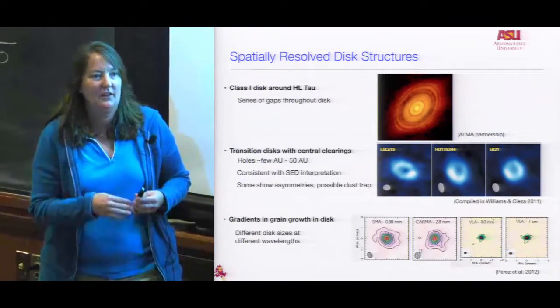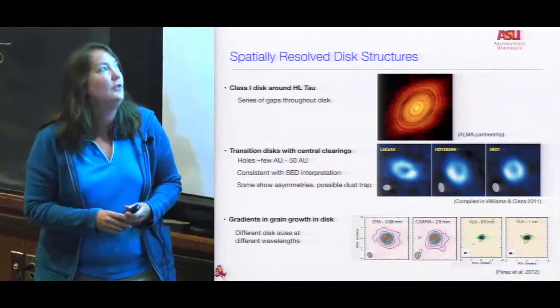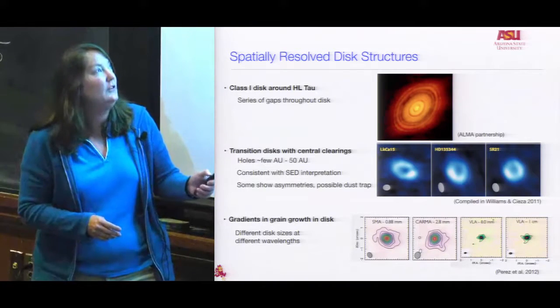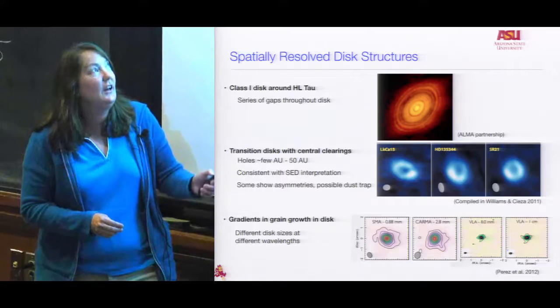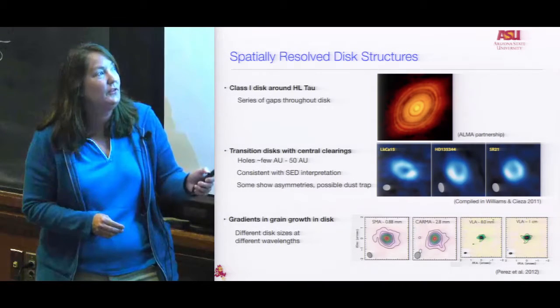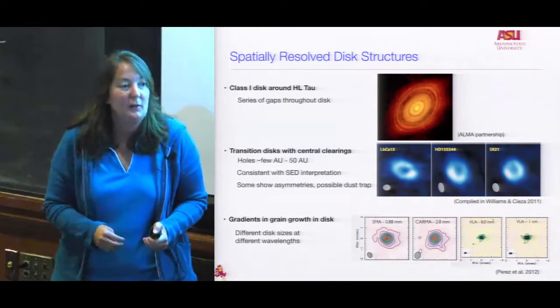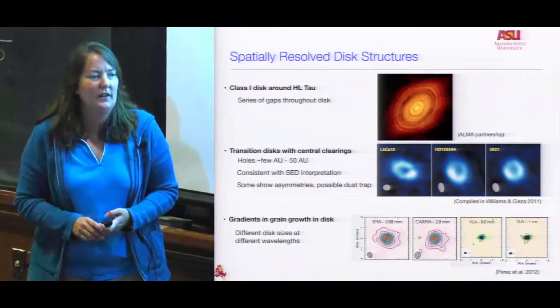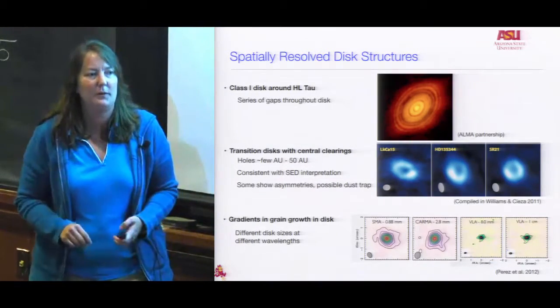And so with the most recent maps of both the very early stage HL Tau disk, then we're seeing asymmetry, and these are examples of transition disks with clumps. So then we can move forward on understanding the asymmetries with spatially resolved maps.